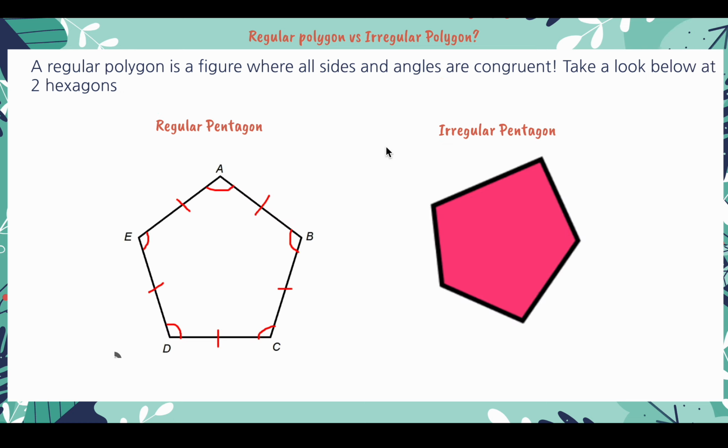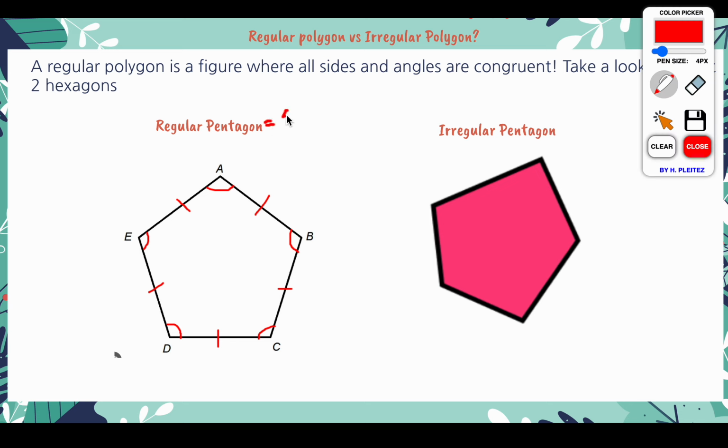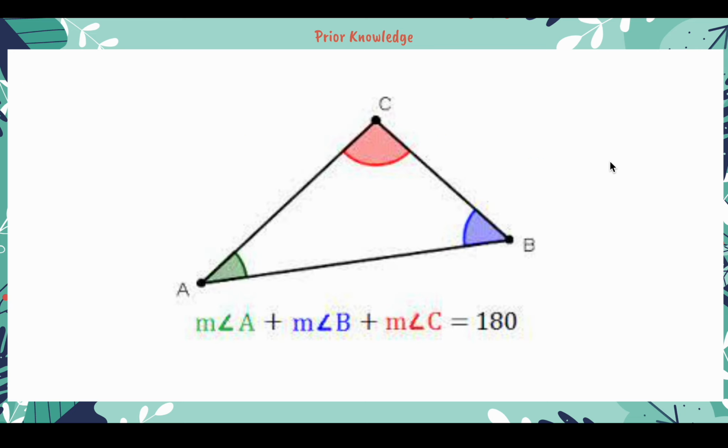Now, here's another example where we have a pentagon. Remember, a pentagon has 5 sides. Our regular pentagon is probably the typical one that you see when you visualize a pentagon. All 5 sides and all 5 angles are the same. This is an irregular pentagon, where all of your sides can be of different lengths and all of your angles can be different as well.